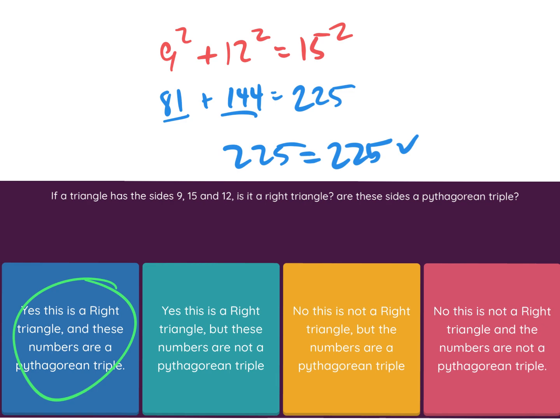Just to let you know, the other options: yes, it's a right triangle, but these numbers are not a Pythagorean triple. That might happen. No, this is not a right triangle, but the numbers are a Pythagorean triple. That doesn't even make sense, actually. And no, this is not a right triangle, and the numbers are not a Pythagorean triple. That could happen as well. Anyway, this is the correct answer.